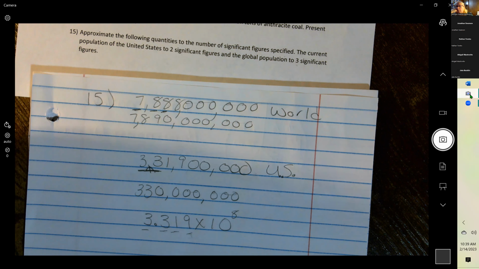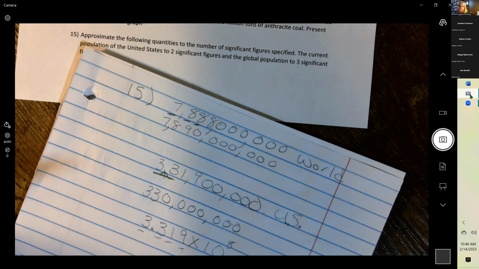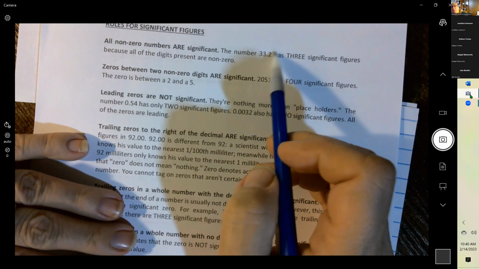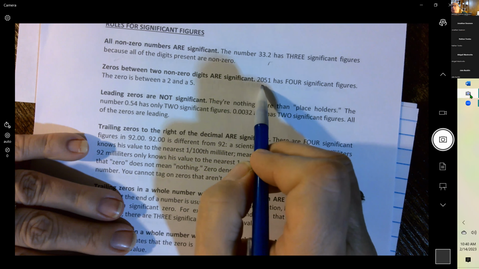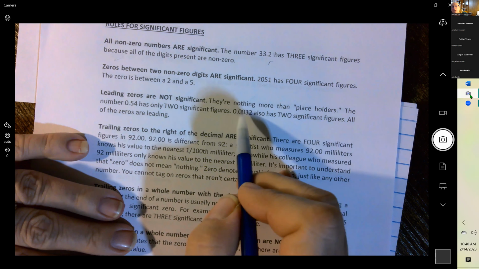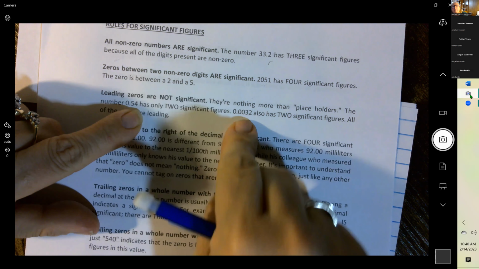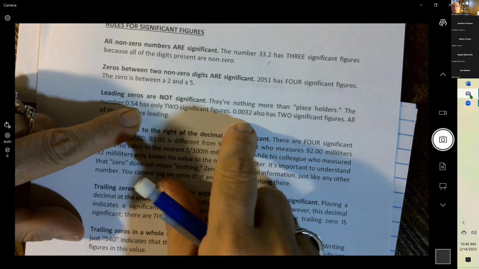So any zeros like before that come before the number are insignificant, right? Correct. All non-zero numbers are significant. If there's a 0 between the numbers, it's significant. If they're before, they are not. So this and this have the same number, 2 significant digits. So anything before is not significant.